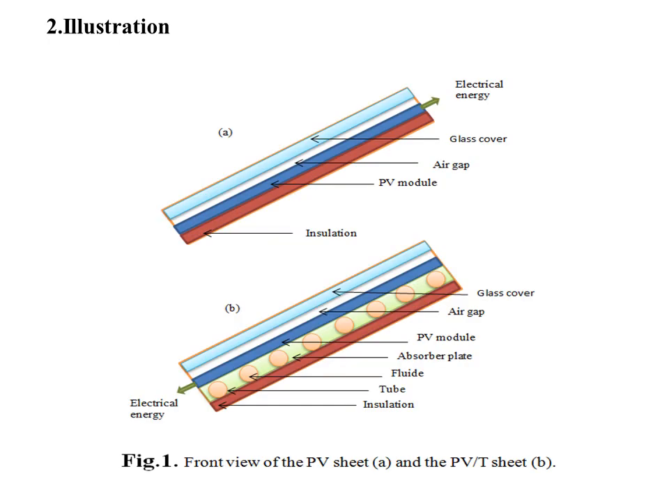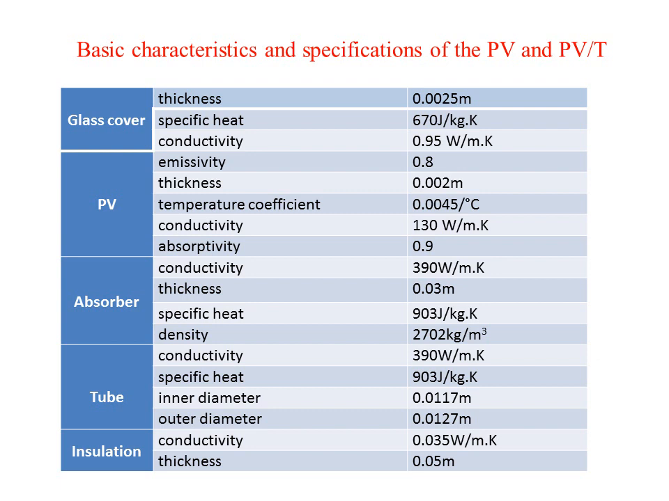Illustration. In figure 1, we have the front view of the PV sheet and the PVT sheet. In the PV system, we have glass cover, air gap, PV module, and insulation. In the PVT system, we add an absorber plate and the tube and fluid to decrease the temperature of the PV layer. We have here basic characteristics and specifications of the PV and the PVT, for each layer: glass cover, PV, absorber, tube, and insulation.